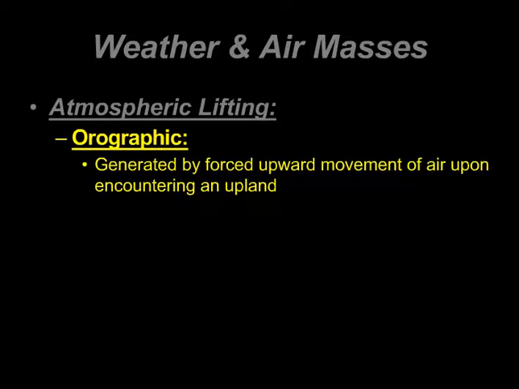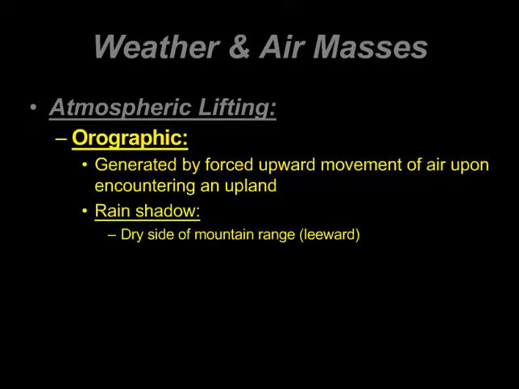Our third atmospheric lifting mechanism is orographic. The idea here is you have warm, moist air that's moving along, it's kind of cruising, then boom, something is put in its way, and it's going to force that warm, moist air up. So with any type of upland or mountain, you're going to have orographic precipitation that often dominates that area. What happens here is you have a wet side and a dry side of a mountain or upland. The wet side is often referred to as the windward side, whereas the dry side is referred to as the leeward side.